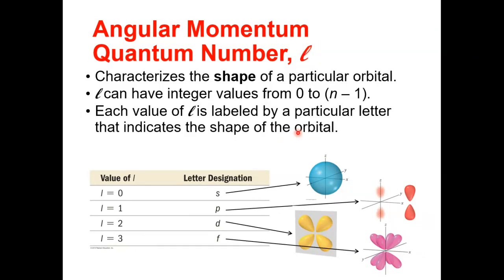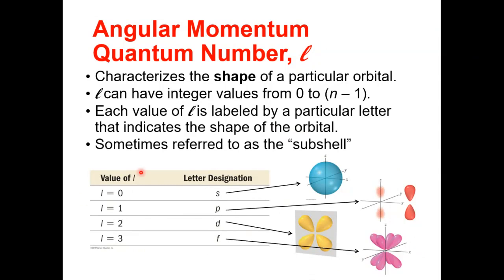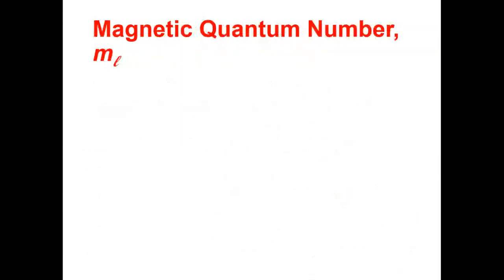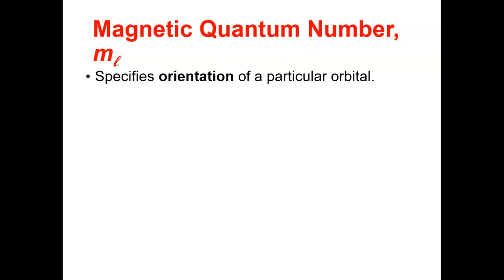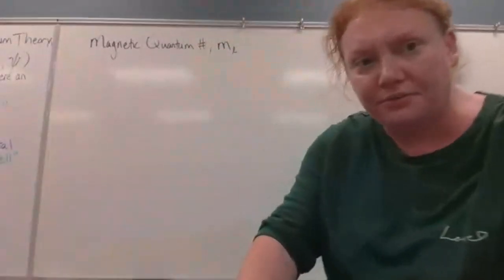And only certain values are allowed, yes? We sometimes call this the subshell. You have shell and then subshell. The third number that describes an orbital is the magnetic quantum number. We symbolize this with an M, and then we put an L as a subscript after it. So sometimes we say M sub L, talking about the magnetic quantum number. This number is going to specify the orientation of our orbital.